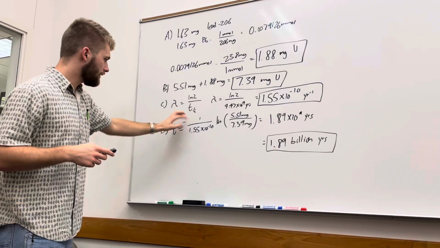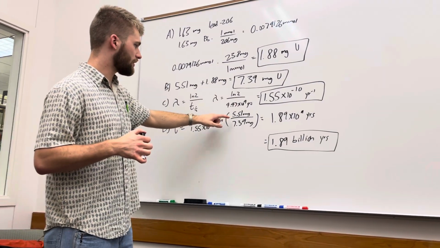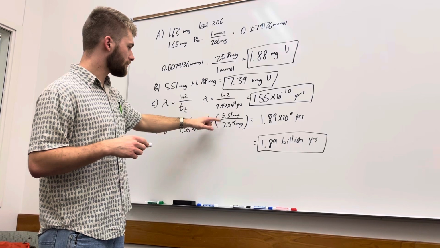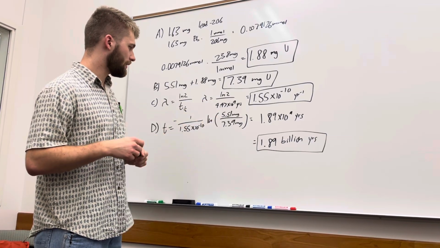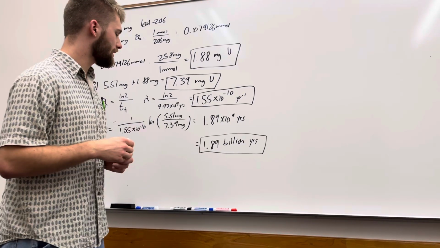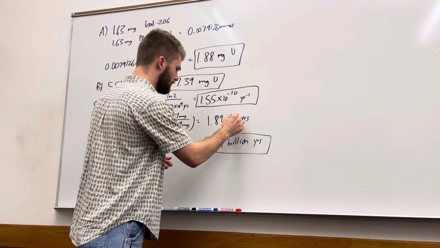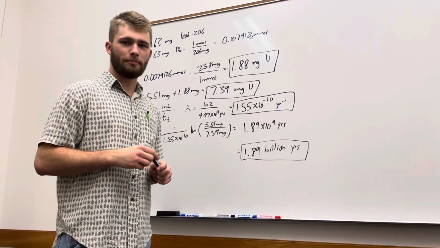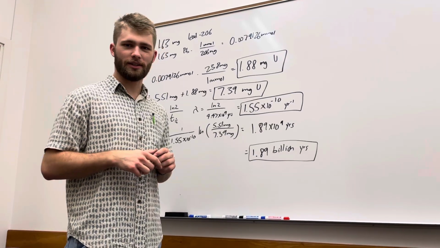So anyways, the inverse of the rate constant times the natural log of 5.51 milligrams currently, divided by 7.39 milligrams originally, which gives us a value of 1.89 times 10 to the 9th years, or in other words, 1.89 billion years old. So it's a pretty dang old rock.